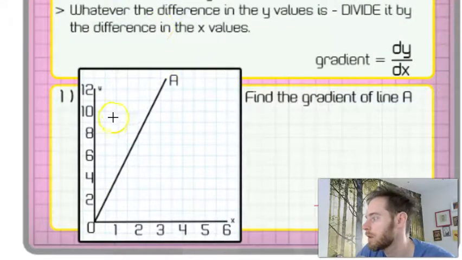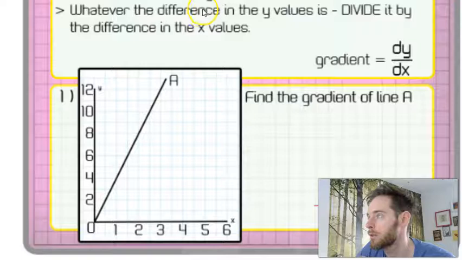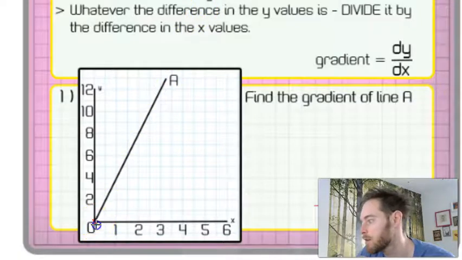So in this one, we've got to find the gradient of line A. This line has been called A. So what we can do is identify some points along the line. All right, let's identify some clear coordinates. Now 0, 0 is a clear coordinate, and that's just whole numbers basically. 12 up here is 3, 12. There you go. That's a clear coordinate value. We've also got 2, 8, which we could choose, and we've got 1, 4, which we could choose.